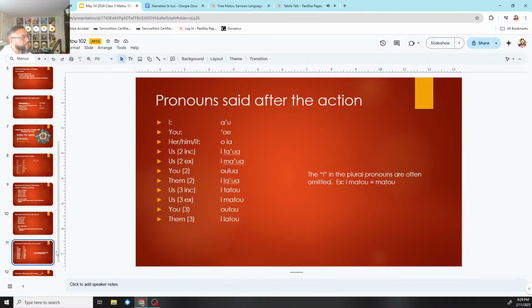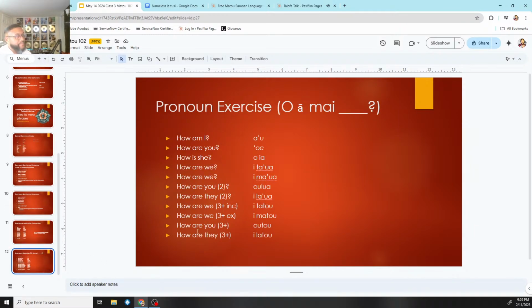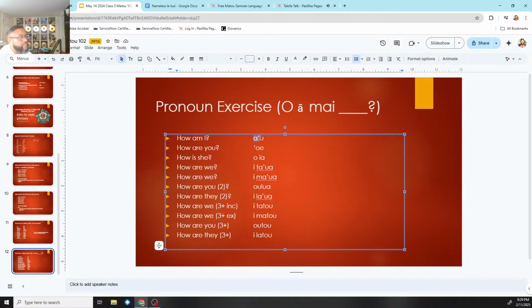So here's the last thing, a great exercise to learn pronouns. It's oamai. That just means how are you? If I say how are you, oamai oi. Most of us know that one, right? But you can practice every single one of these pronouns. Oamai a'u, how am I? Or someone else could ask, and you can tell them, yeah, you're pretty bad or pretty good. Oamai oi, oamai oia, how is he, how is she, how is it?